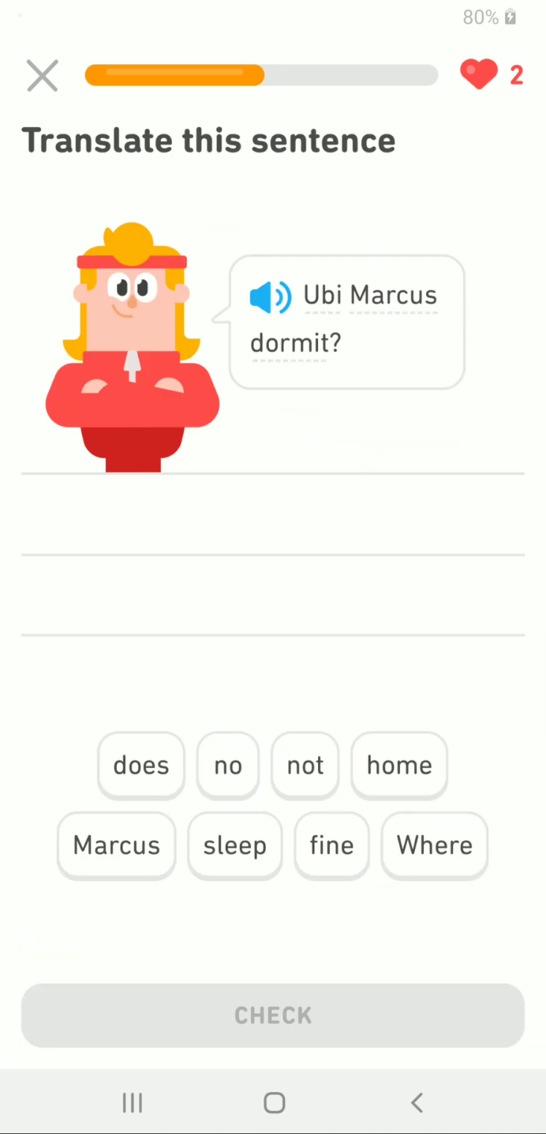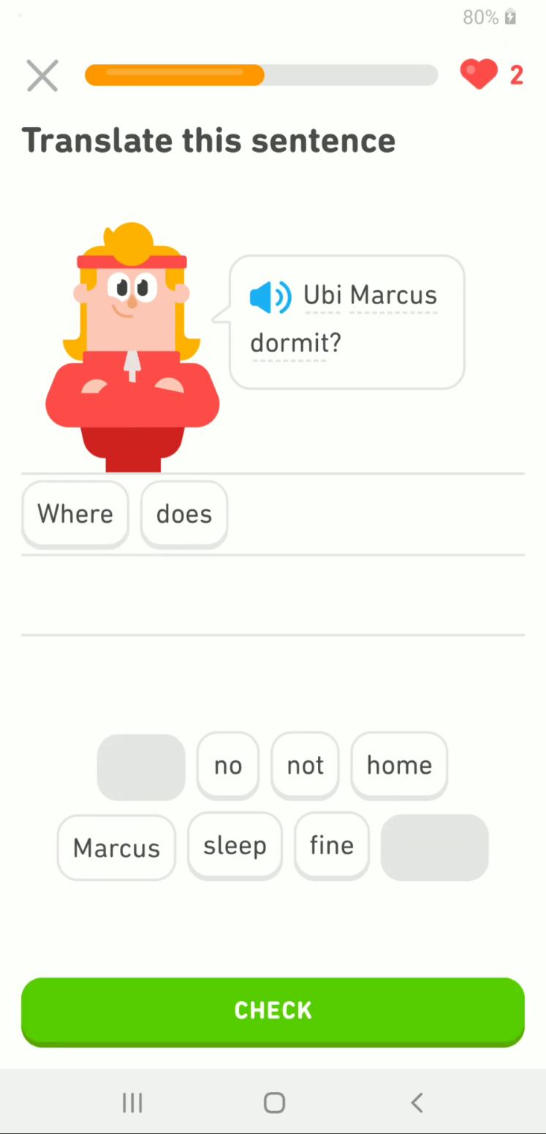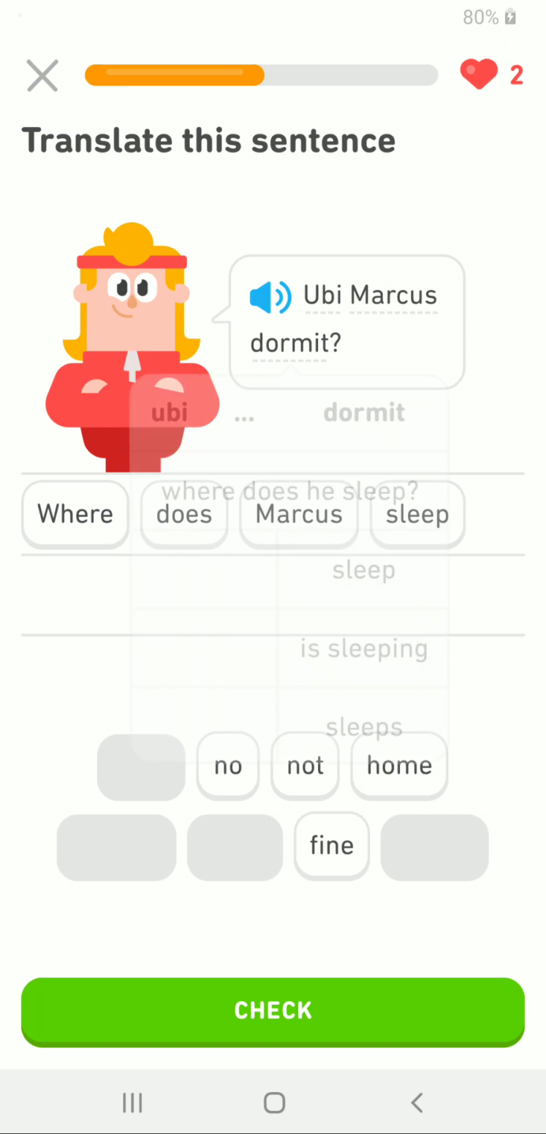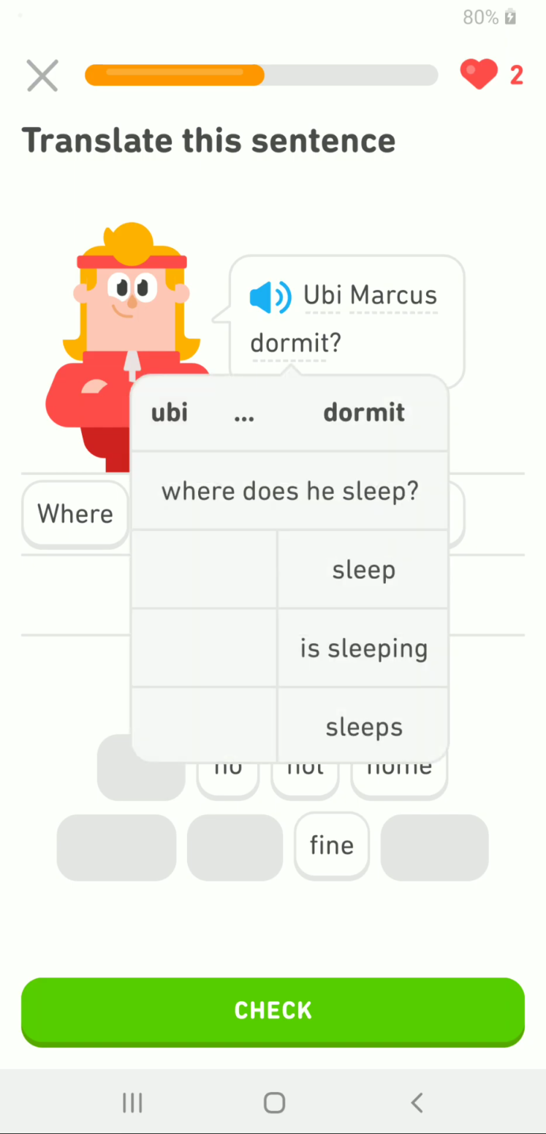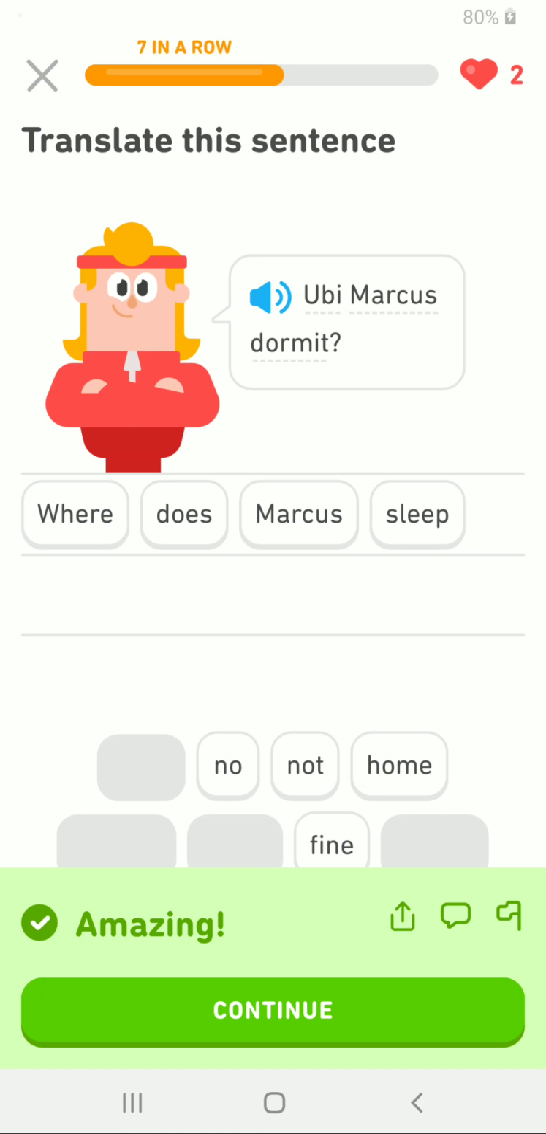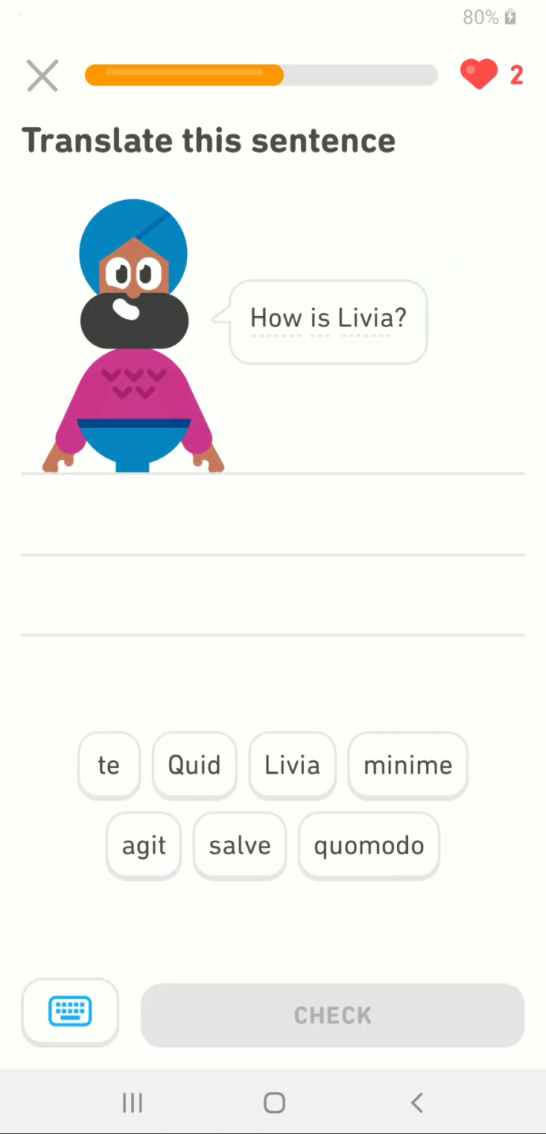Ubi Marcus dormit. Ubi is where? Ubi Marcus dormit. So where does Marcus sleep? Dormit. Dormeo, dormes, I think, and dormit. We will see if this is correct. I haven't seen this yet, so I'm just assuming it's like that.